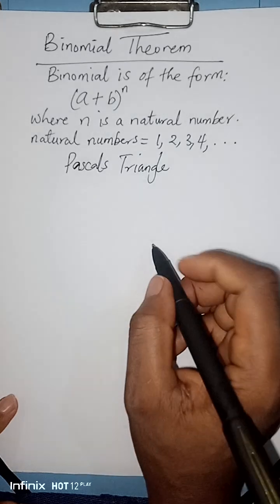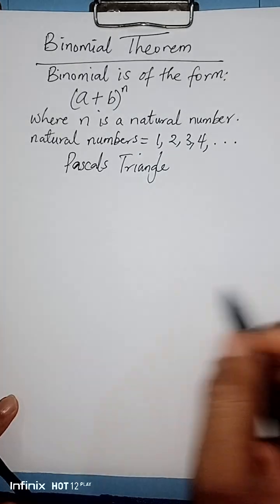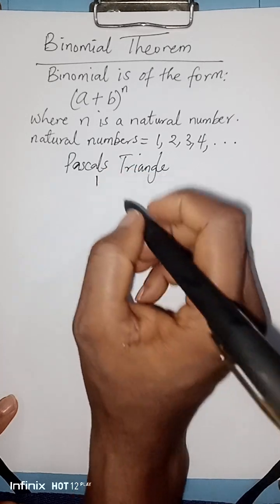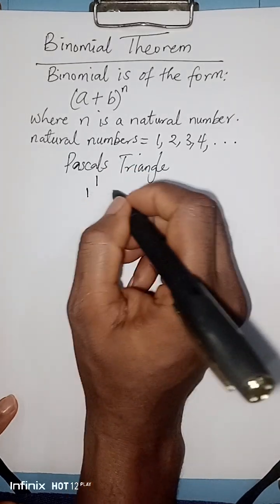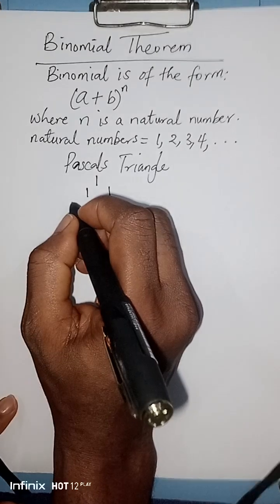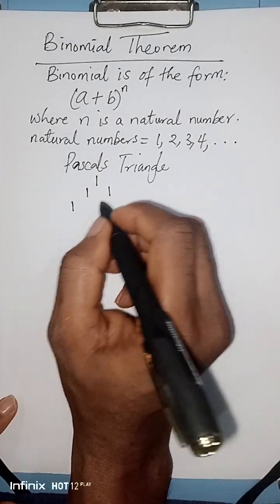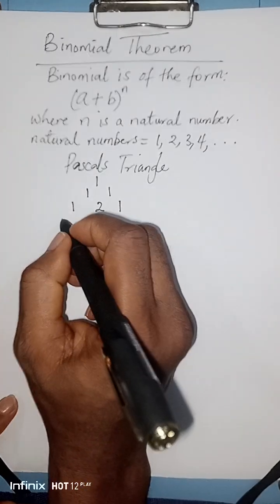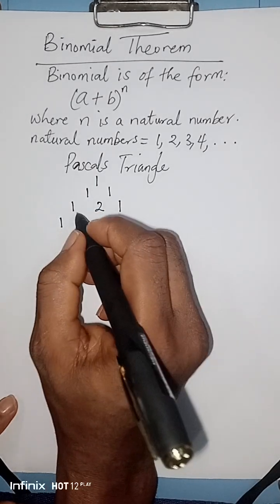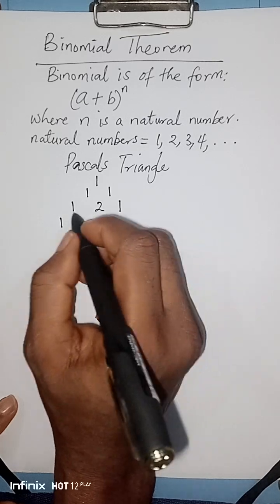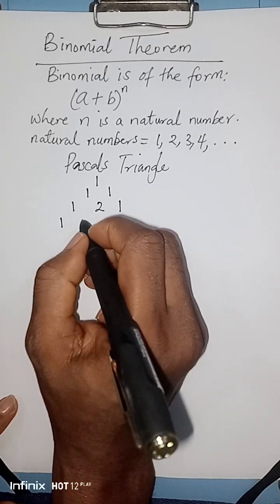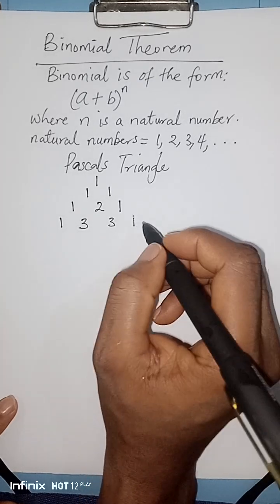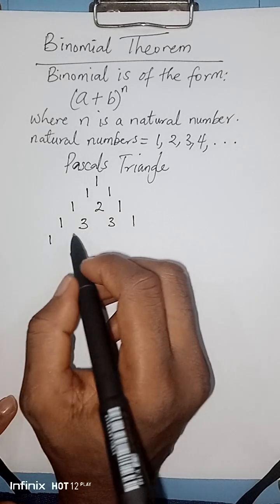Now, how do we do this? Pascal's triangle is of this form. You begin with 1, then 1 again. Add this 1 plus 1 is 2, and you end with 1. You always begin with 1 and end with 1. You add the numbers in between: 1 plus 2 is 3, 2 plus 1 is 3, then you end with 1. You begin with 1 again.